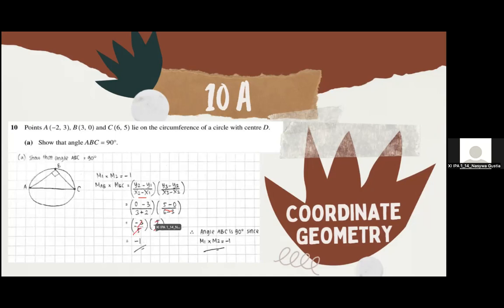And we will get -1. So it shows that angle ABC is 90 degrees since m1 times m2 equals -1.